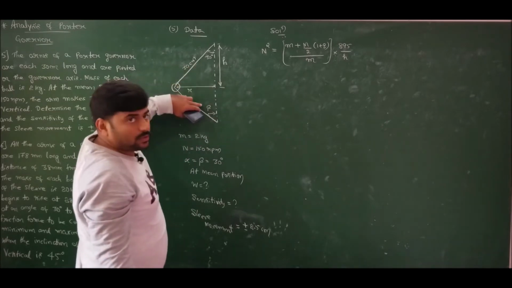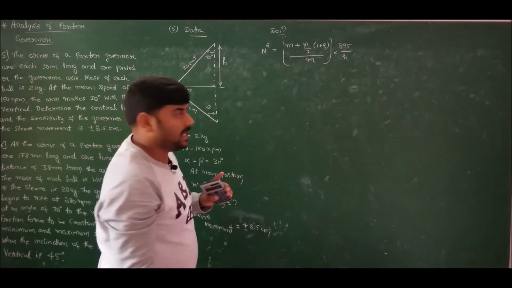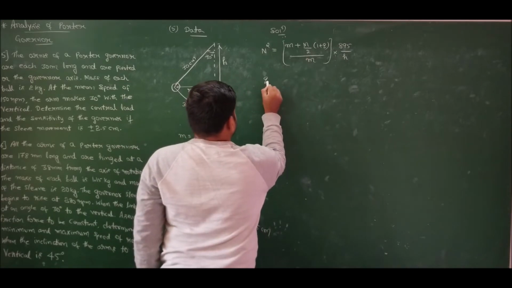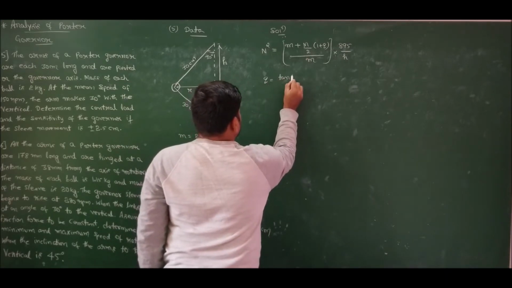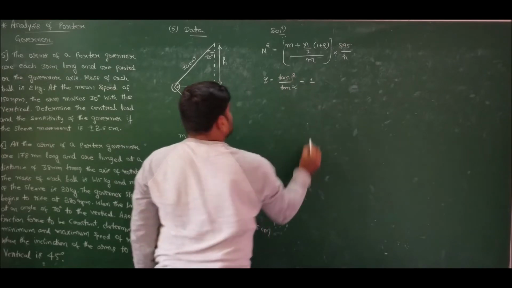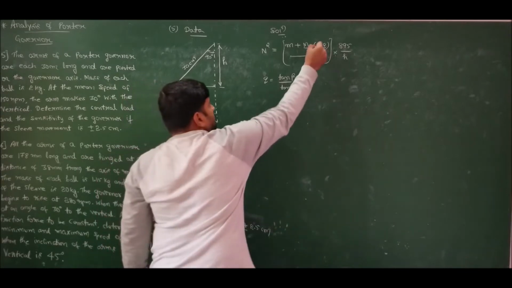Since alpha is equal to beta, q will be equal to unity. Correct? So since alpha is equal to beta, q will become unity, because q is equal to tan beta by tan alpha. Since both are equal to 30 degrees, q will become 1. So therefore these two will get cancelled.